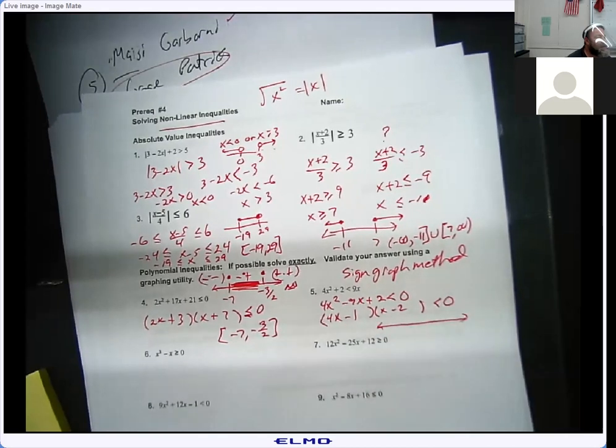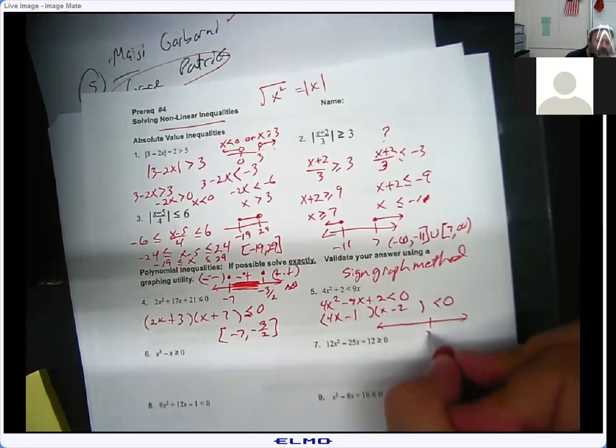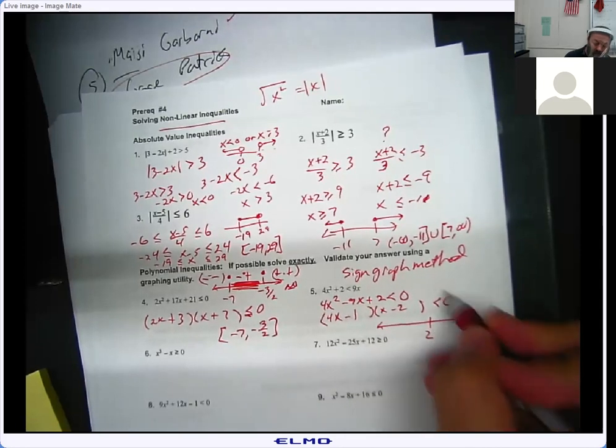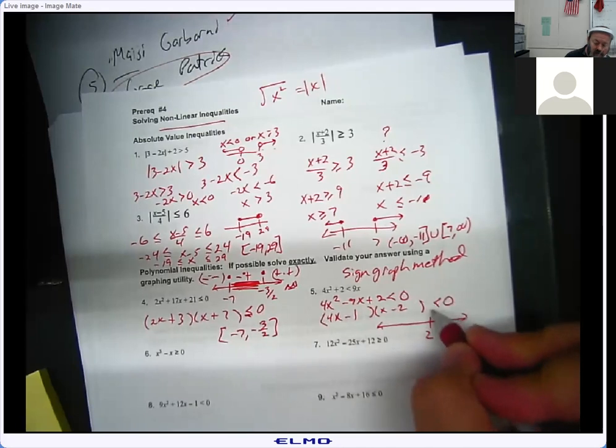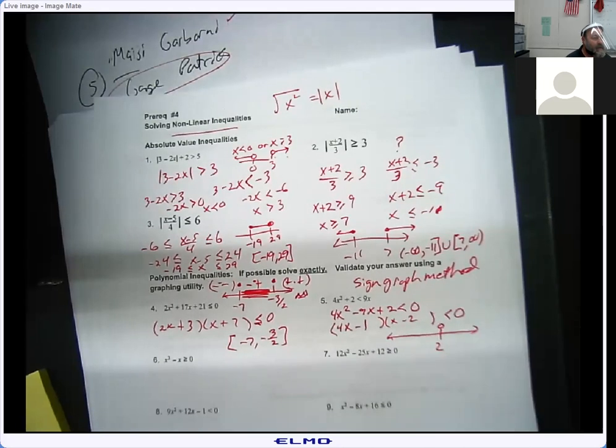Okay, so what are the happy spots, everybody? Where are the places I need to think of? Where would 0 occur according to these two little factors? 2 is one of them. Can I have 2? Not supposed to have it, right? Because it says strictly less than. What's the other one? 1/4.